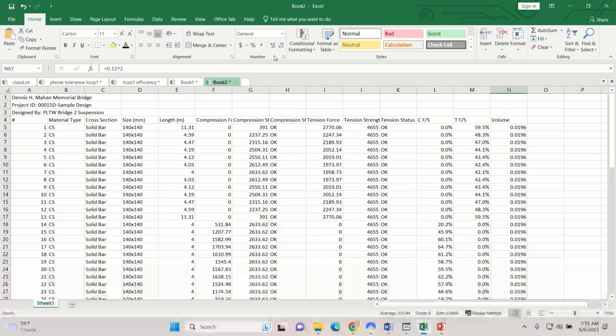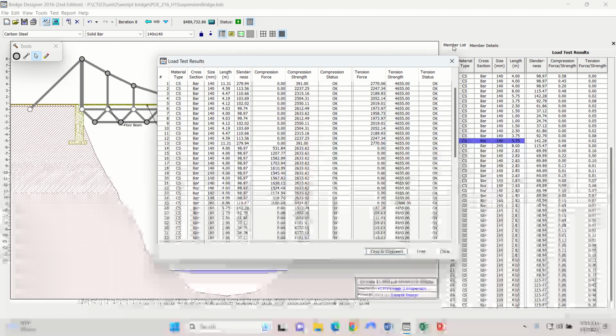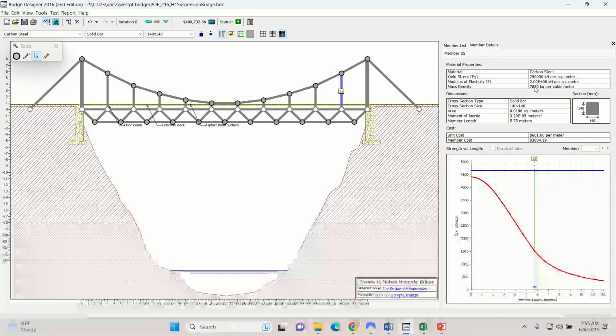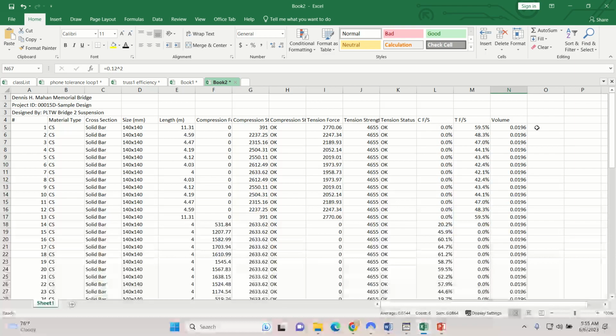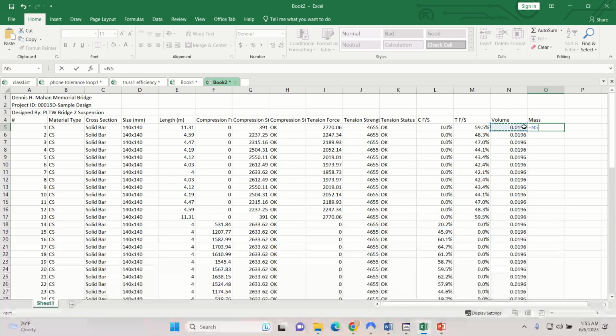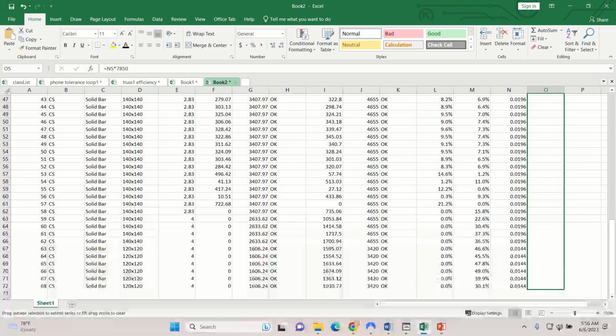Okay, now that I've got my volume, I go back to my bridge, member details, and it's 7,850 kilograms per cubic meter. So I come over here, and my mass is volume times density. So it's going to be my volume times 7850. Density is mass over volume, so mass equals density times volume. And I hit enter. Come all the way down.